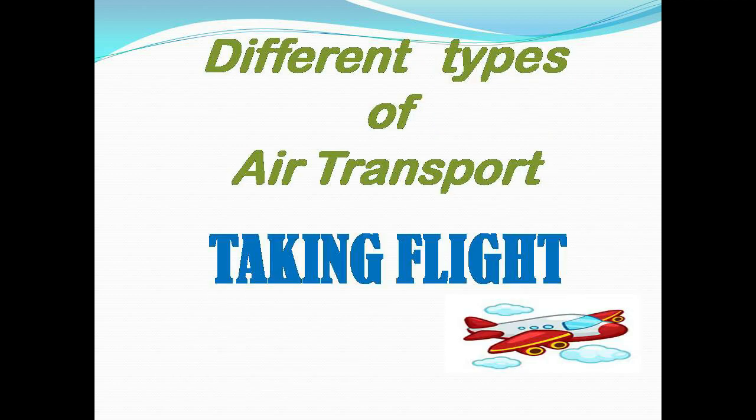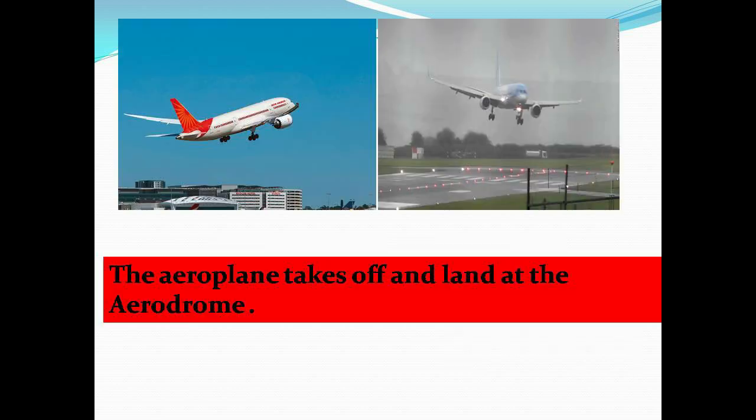Children, let's take a flight and fly in the sky. Yes, now we will study about different types of air transport. Children, in this slide you can see aeroplane, which is the fastest way to travel. It is a type of air transport. The aeroplane takes off and lands at the aerodrome in the airport, also known as runway. A pilot flies aeroplane. He sits in the cockpit and manages the plane.